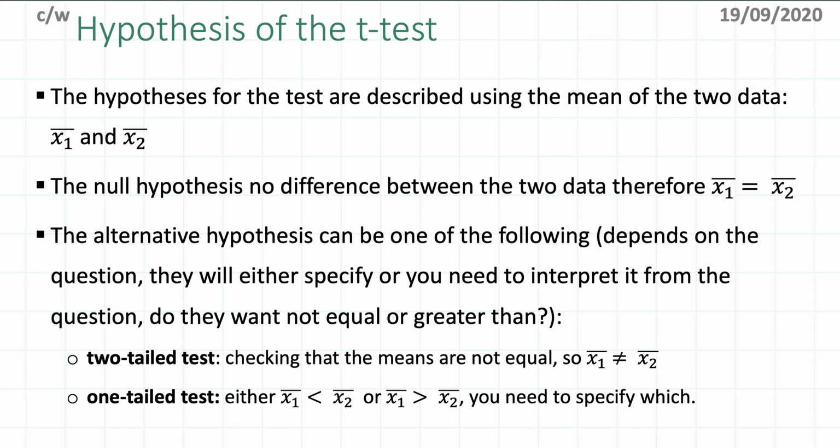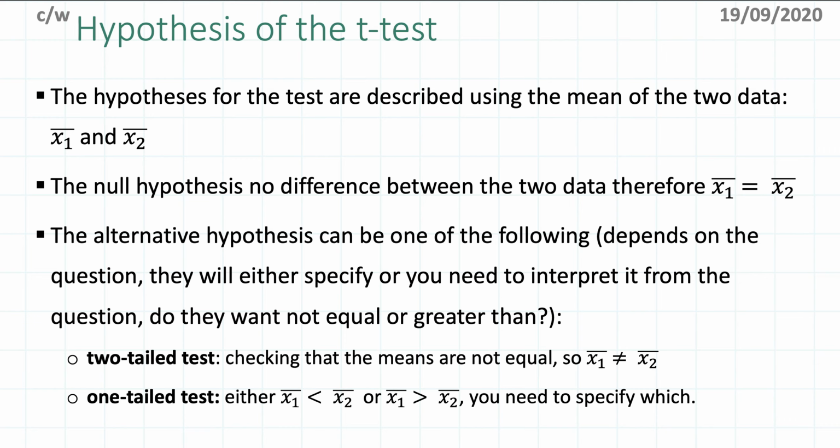Now, the alternative is slightly more complicated, and it will depend on the question that you have. So you have to read the question and understand what they want. If the question says we want to see if there's a difference between them, that's what they want to see, then the alternative will be a two-tailed test, which is that they are not equal. Now, if they want something like one data set is more than the other or less than the other, then you need to use what we call the one-tailed test.